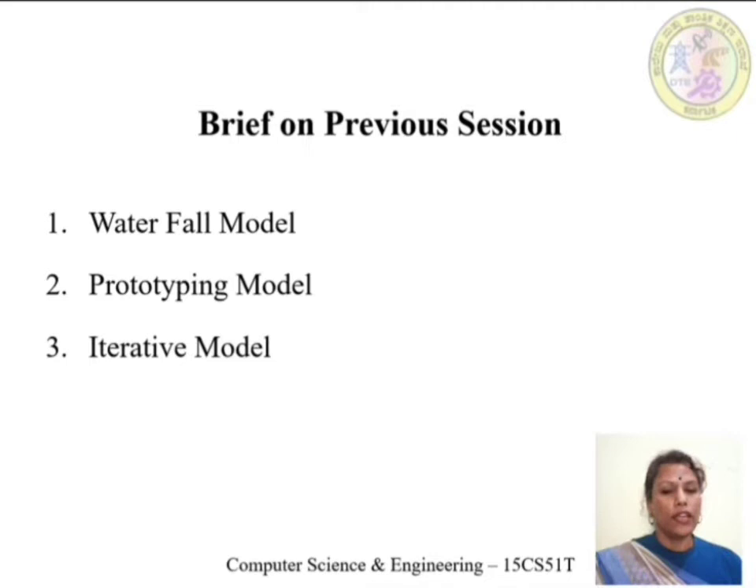And again in the third increment, after the second increment has got delivered, feedbacks are going to be collected on that second increment, and these feedbacks are going to be considered for the third increment design and development. So this process continues until the project goal is satisfied or until the objective of the project is met. So this is an iterative model.